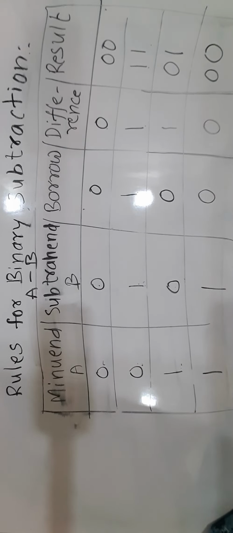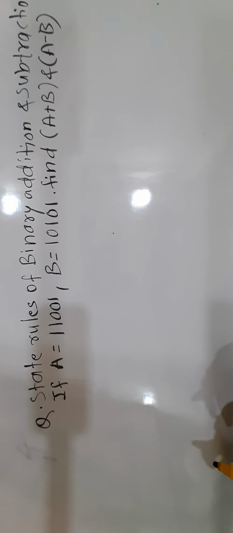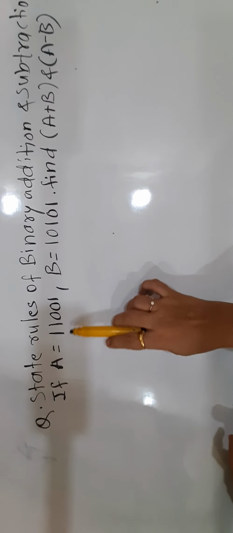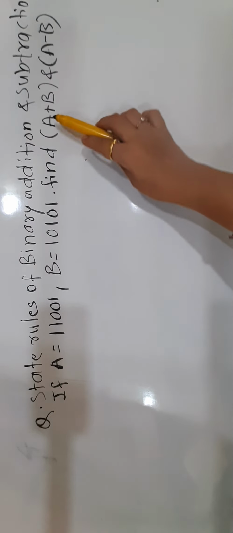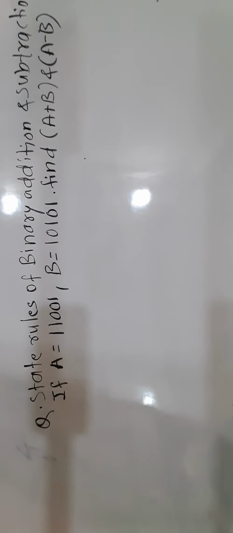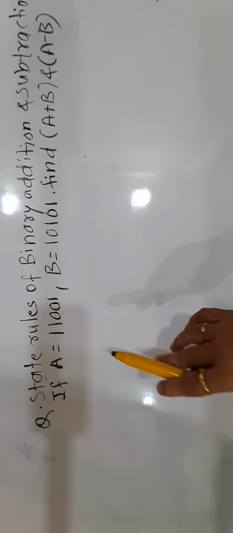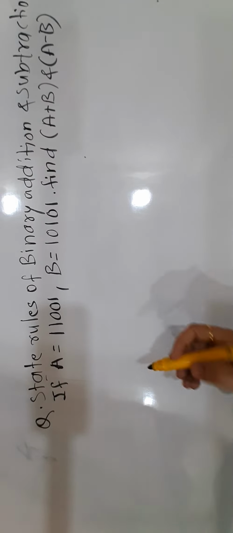Now let's solve some problems related to binary addition and subtraction. Such kinds of questions can be asked in an exam, like: state the rules of binary addition and subtraction. If a equals 11001 and b equals 10101, find a plus b and a minus b. For this question you have to write the rules which I told you in the previous session. Now let's solve the problem.